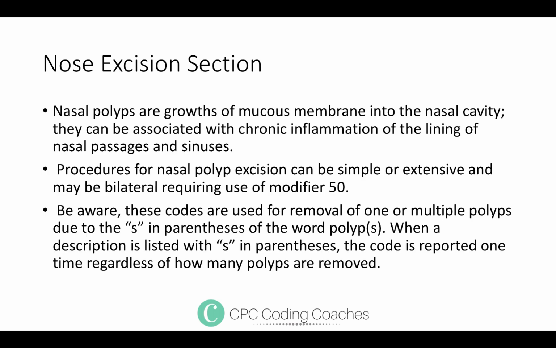Now turn to the excision section. In the excision section, you have nasal polyps, which are growths of mucous membrane into the nasal cavity. They can be associated with chronic inflammation of the lining of the nasal passage and sinuses. Procedures for nasal polyp excision can be simple or extensive and may be bilateral, requiring the use of a 50 modifier. Be aware these codes are used for removal of one or multiple polyps due to the S in parentheses on the word polyps. When a description is listed with S in the parentheses, the code is reported one time regardless of how many polyps are removed.